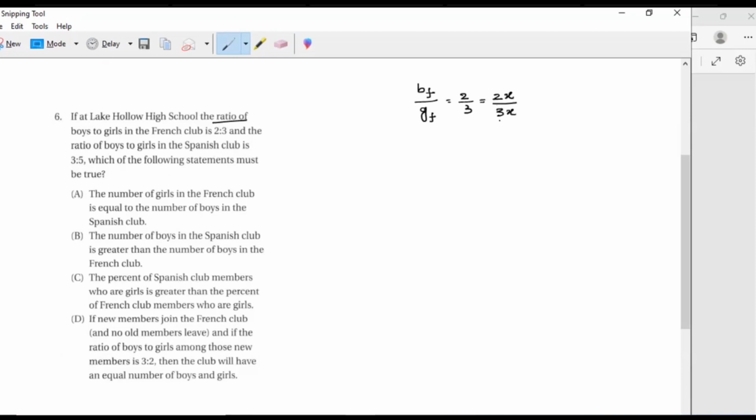And the ratio of boys to girls in the Spanish club is 3 to 5, correct? 3:5. Again, immediately, what would you do? What is your next step? Multiply them by a common factor. Would you go for x or would you go with some other factor?